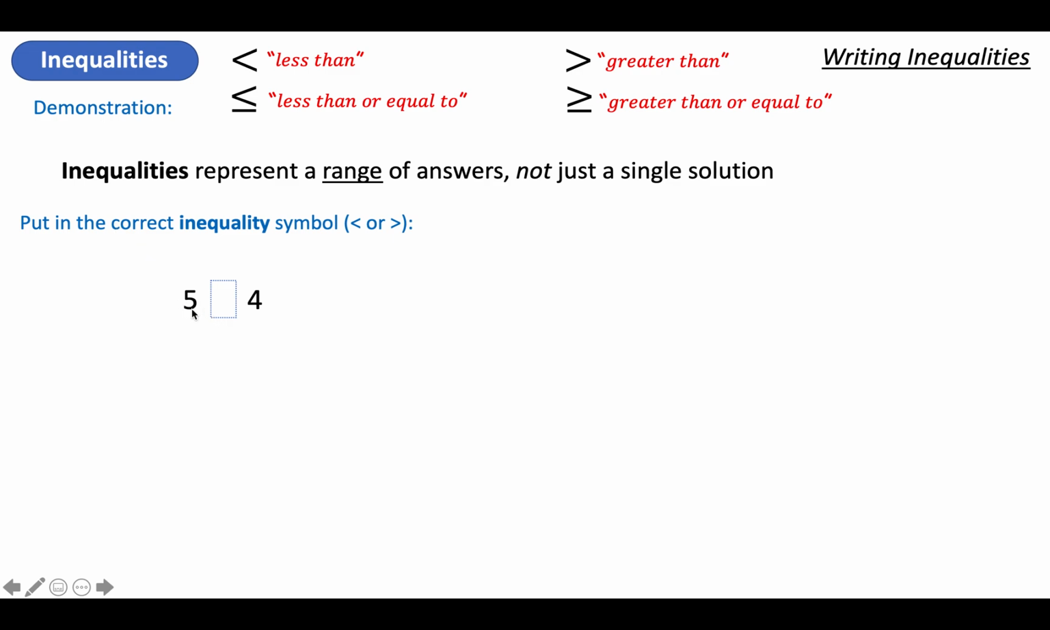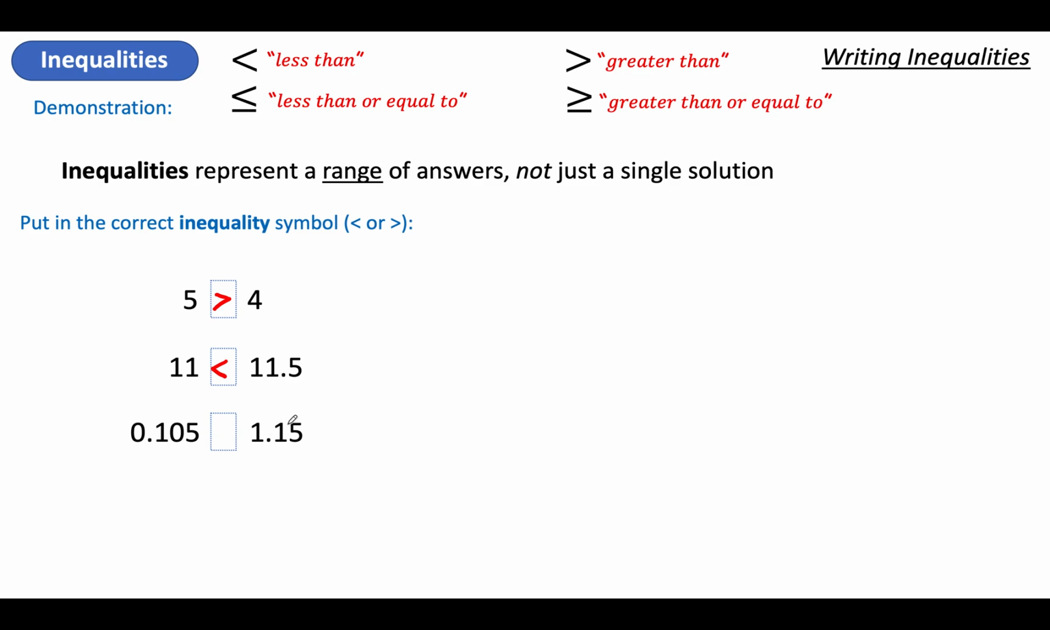So let's look at this. So 5 and 4. Now, which particular symbol do I need? Well, 5 is bigger than 4. So I use the greater than symbol to show that 5 is bigger than 4. How about 11 and 11.5? Well, 11 is definitely smaller than 11.5, so I use less than. 11 is less than 11.5.